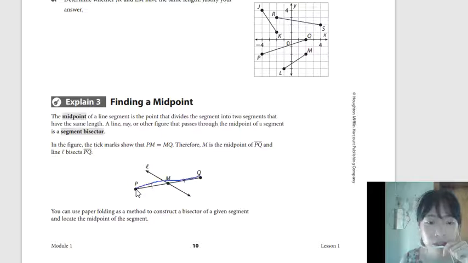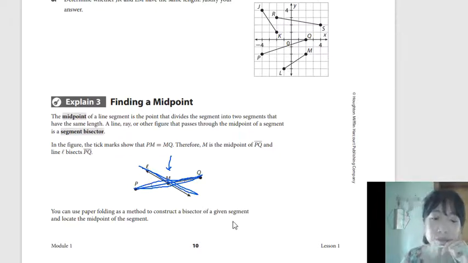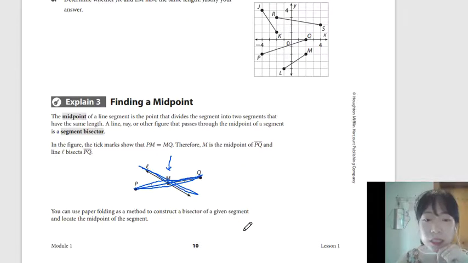So we have this PQ, right? M is the midpoint. Then the line that goes through point M, any line, is gonna bisect PQ. Okay, so you can use paper folding as a method to construct the bisector of a given segment and locate the midpoint of the segment.